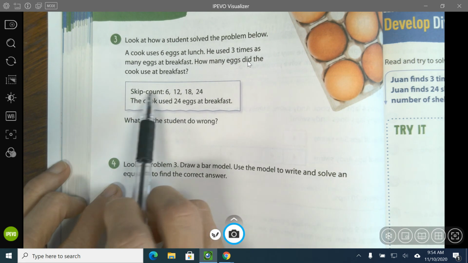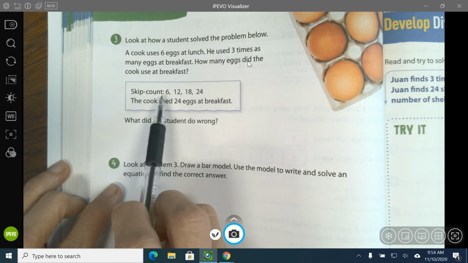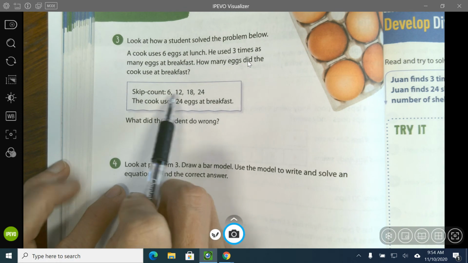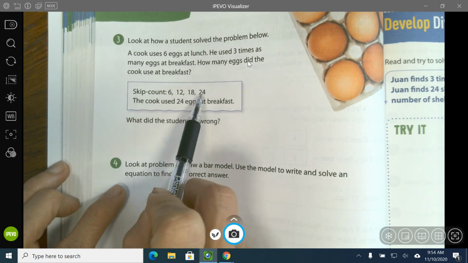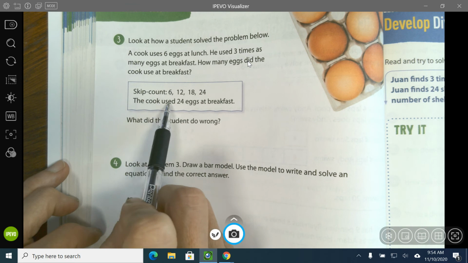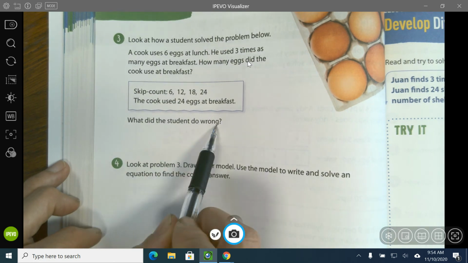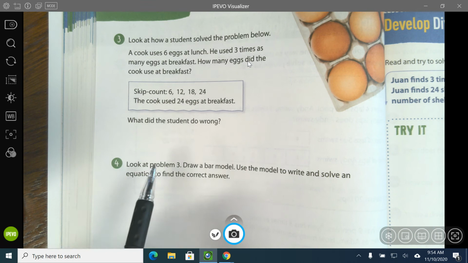So you do skip count. All right, when we talk about skip count, it's the same thing as calling for multiples. So here we go: 6, 12, 18, 24. The cook used 24 eggs at breakfast. Is that correct? Wait, what did the student do wrong?